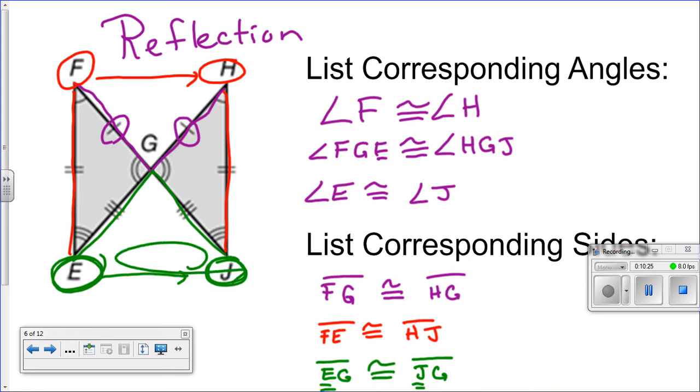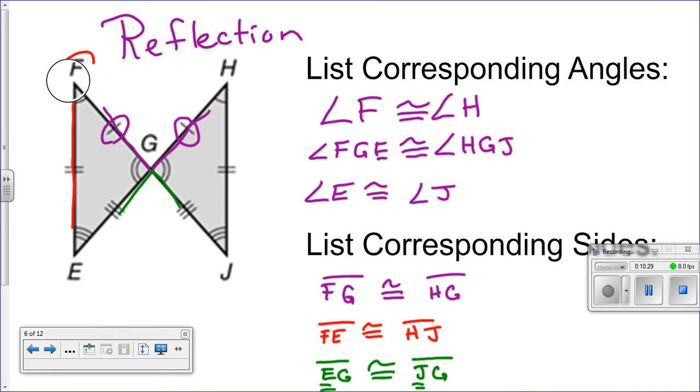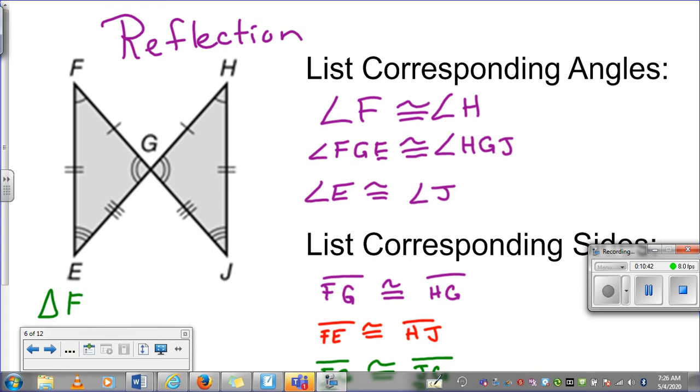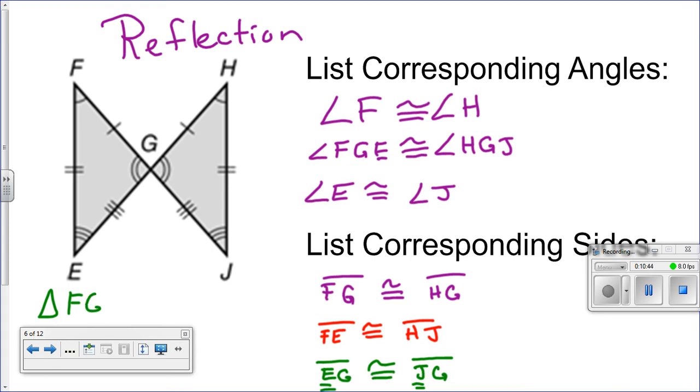Now let's do one final statement here. And this is a statement to say that the two triangles are congruent. So I'm going to say triangle FGE is congruent to triangle. Now I have to keep the letters in the same order, so that means it's going to have to be HGJ. Okay, let's look at another one here.